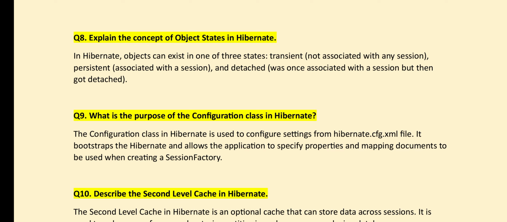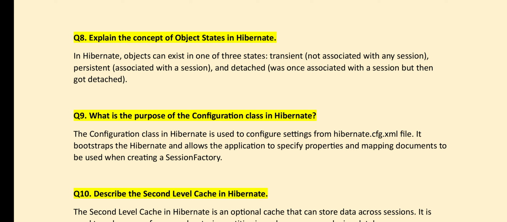Explain the concept of object states in Hibernate. In Hibernate, objects can exist in three states: transient, which is not associated with any session; persistent, which is associated with a session; and detached, which was once associated with a session but then got detached.